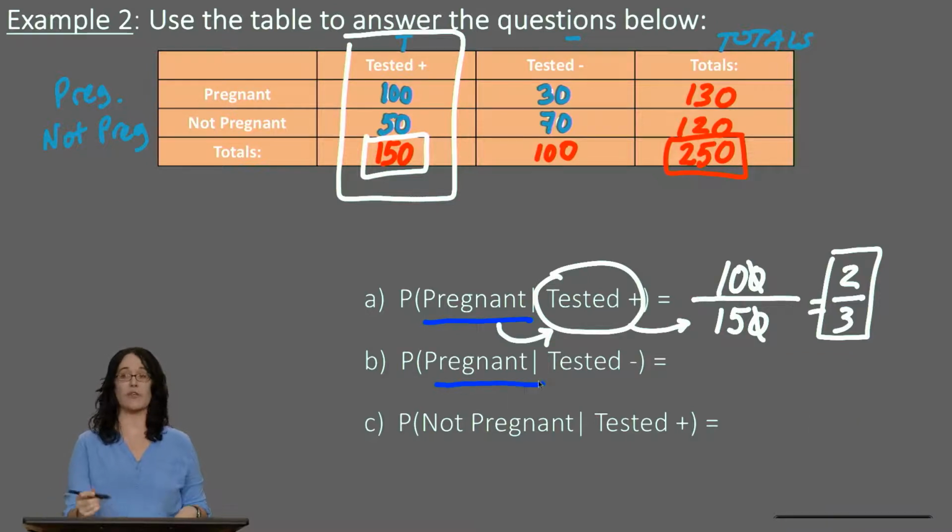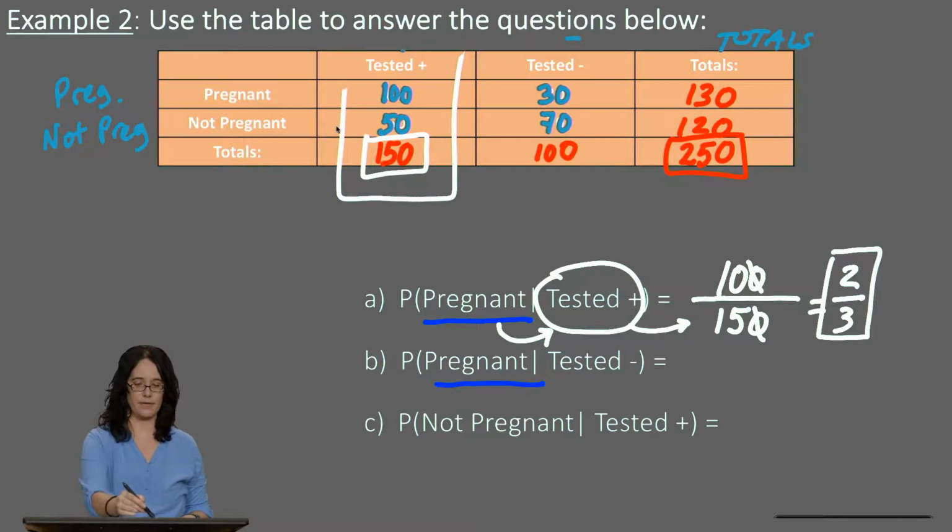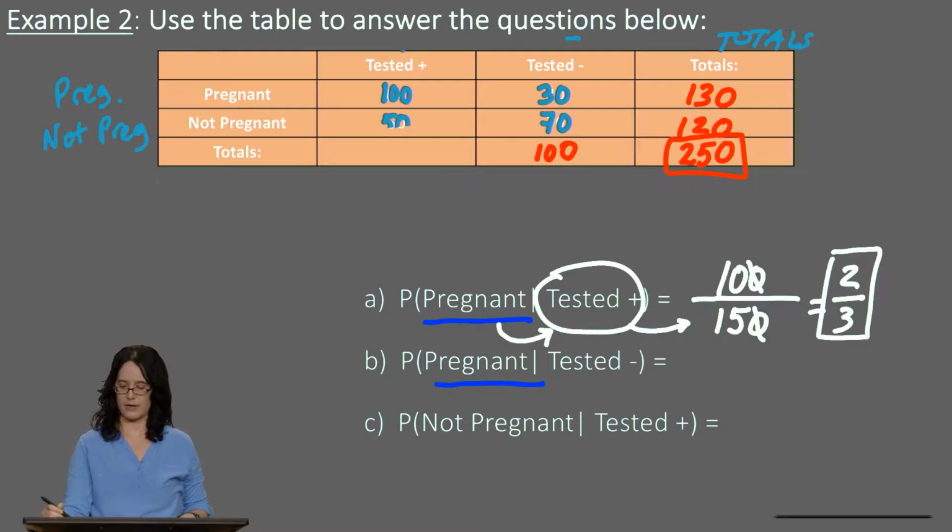What is the probability that you randomly select from this group of 250 women a woman who is pregnant, given that she tested negative? Okay, so let me erase what we did last time so we can focus in here. I'll clean it up a little bit for you. So this was our positive people, this was our 50, we had 150 here.